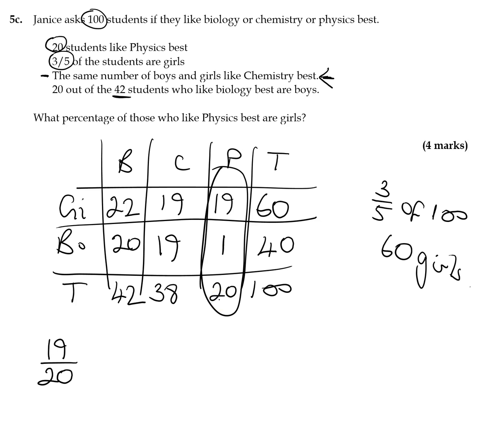We've got to change that to a percentage. Now if we've got a calculator, we could just do times 100. That would be fine, 19 divided by 20 times 100. But we can do this without a calculator, because if we multiply the top of the fraction by 5 and the bottom of the fraction by 5, in other words, we haven't changed the size of the fraction, 5 times 20 is 100, which is what a percentage is out of, and 5 times 19 comes out to be 95. So our final answer is 95%.